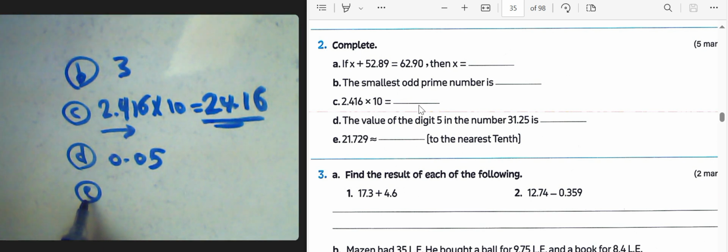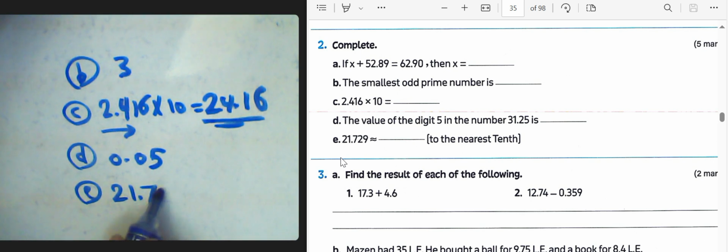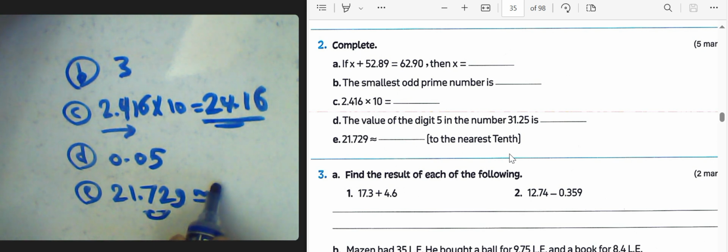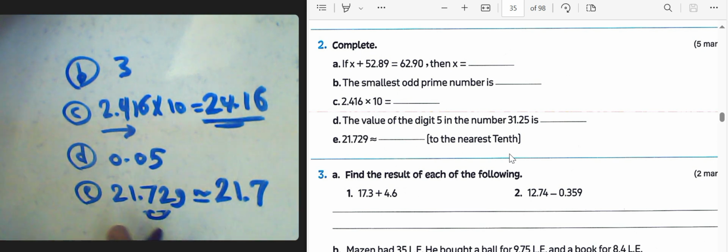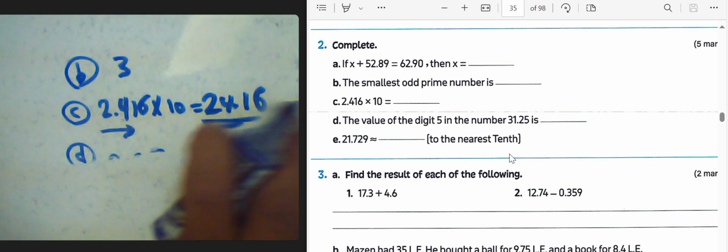Letter E. We have 21 and 729 approximated to the nearest tenth. Tenth is here, 7. 2 can't give 1. So the result will be 21 and 7, because 2 is less than 5. A digit less than 5 can't give 1. Next, question number 3.